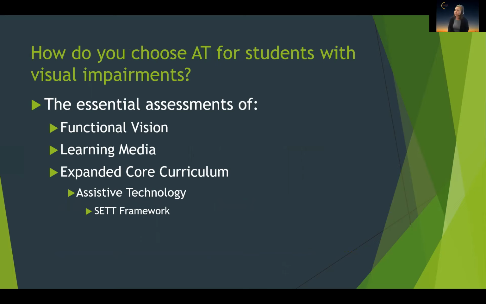How do you choose that assistive technology? Well, your awesome assessments that you complete every 3 years, the functional vision, the learning media, and expanded core curriculum assessments. And of course, assistive technology falls right into that ECC category. And again, remember, assistive technology must be considered for each child who has an IEP. So you definitely want to have a blurb about assistive technology in your assessments and in the present level.